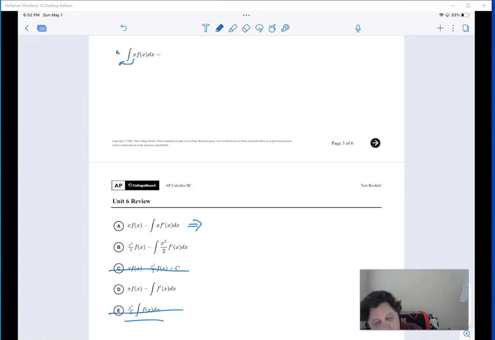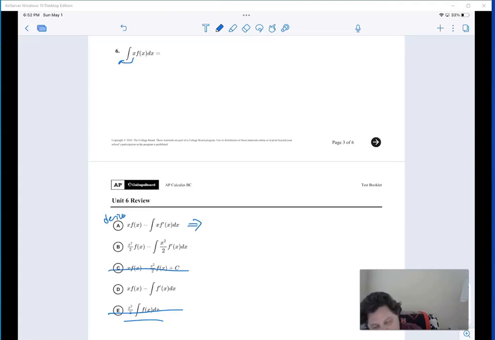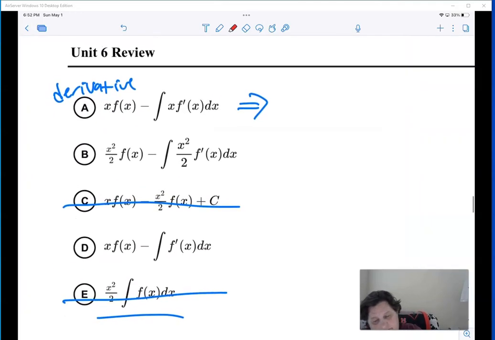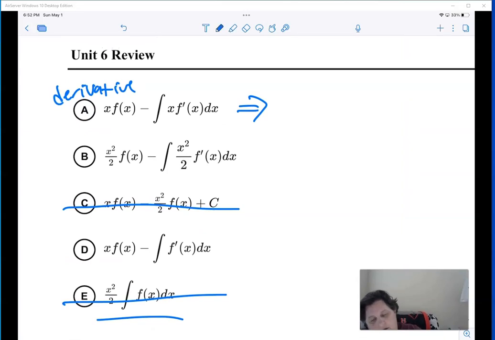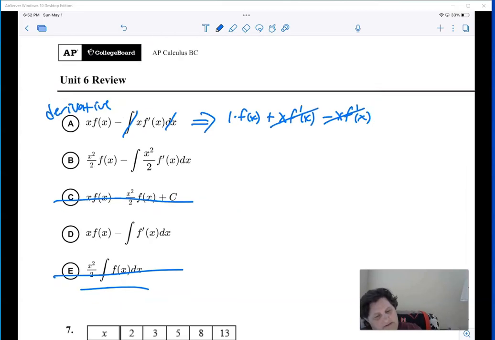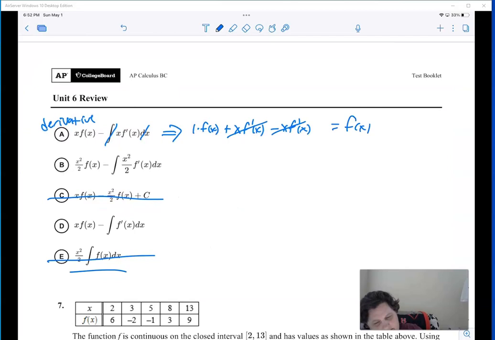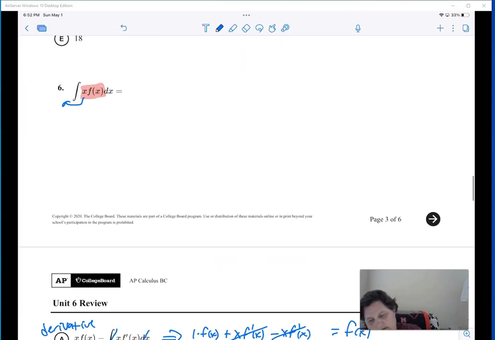I'm going to go ahead and take the derivative of this, because the derivative of the answer should then be x f of x. I'm going to work backwards. So here we go. This would be a product rule: derivative of the first times the second, plus the first times the derivative of the second. And then the derivative of an integral is just x f prime of x. So that and that cross out, and so I get f of x. That is not what I want. I want x f of x.